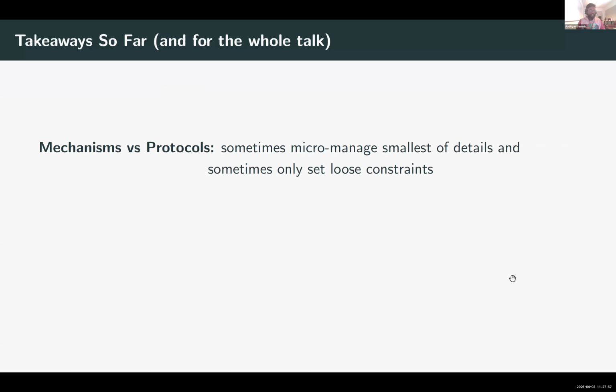All right. So this concludes the conceptual part of this talk. From here on, we'll start doing math. I'll give a couple of takeaways for what I've discussed so far. The first is this lens of designing mechanisms versus designing protocols. Sometimes it makes sense to micromanage the smallest of details, and sometimes it just makes sense to set loose constraints. I don't think we have a good enough narrative yet to tell people exactly when you have to micromanage things and when you can set loose constraints. But it would be nice to keep in mind that there are two ways to design things for a decentralized network, right?